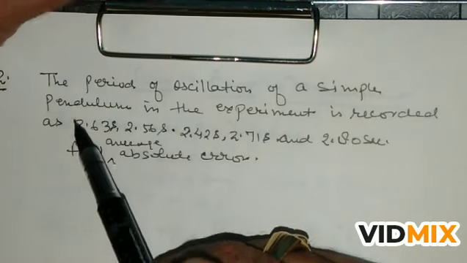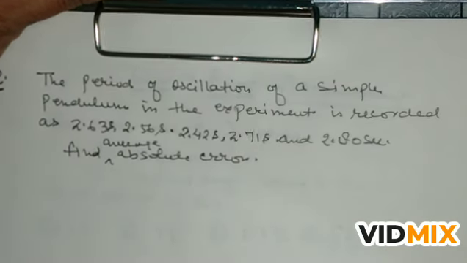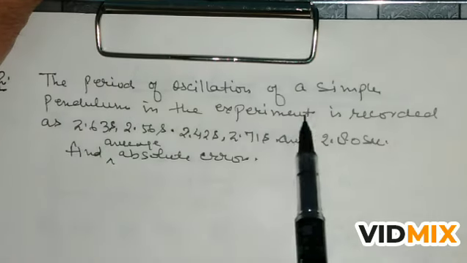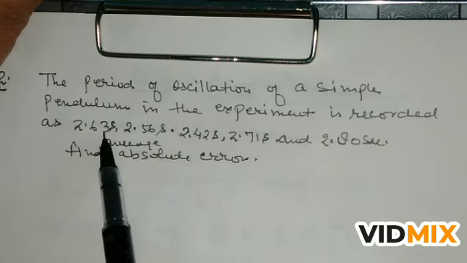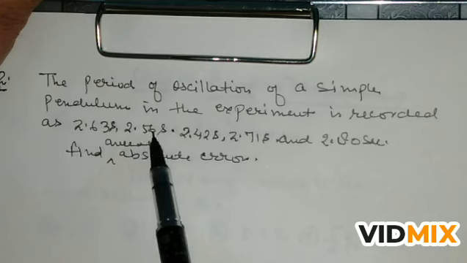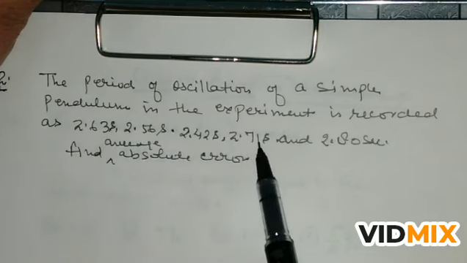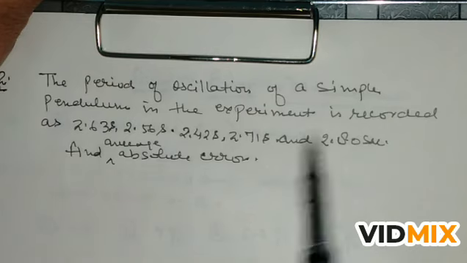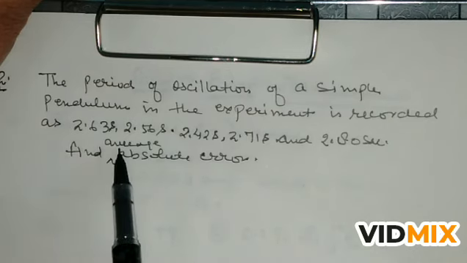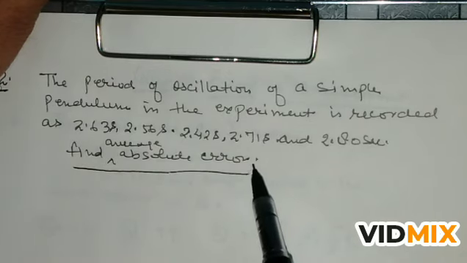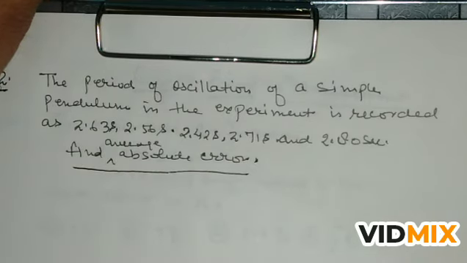Now the next question is: the period of oscillation of a simple pendulum in our experiment is recorded as 2.63 second, 2.56 second, 2.42 second, 2.71 second and 2.80 second. We have to find the average absolute error. Average absolute error हमें निकालना है. So how will we find?